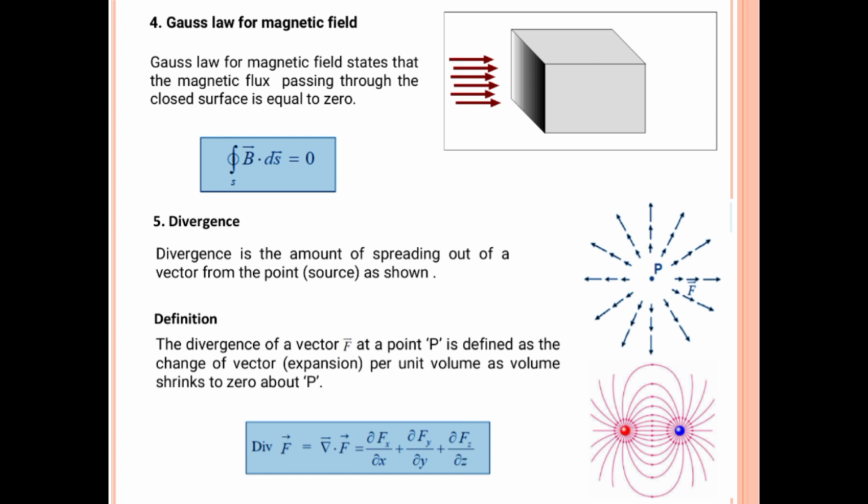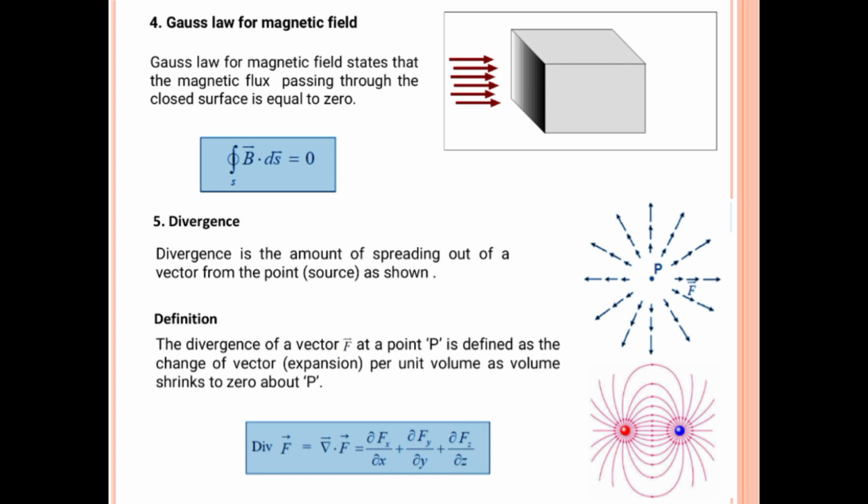The next one is the divergence. Everyone knows about divergence, that is the amount of spreading out of a vector from the source. It is called divergence. The definition for the electromagnetic wave is that the divergence of a vector f at a point P is defined as the change of the vector, that is, the expansion per unit volume, as the volume shrinks to 0 about P.